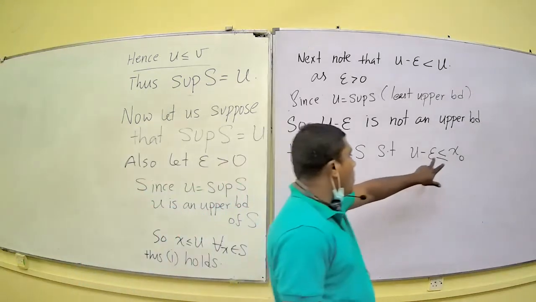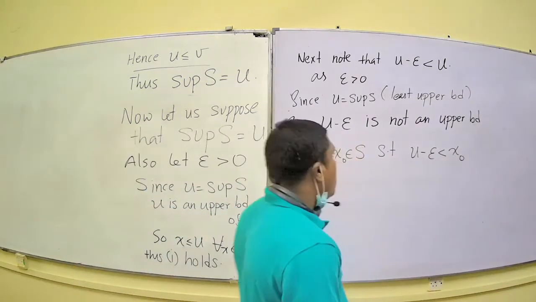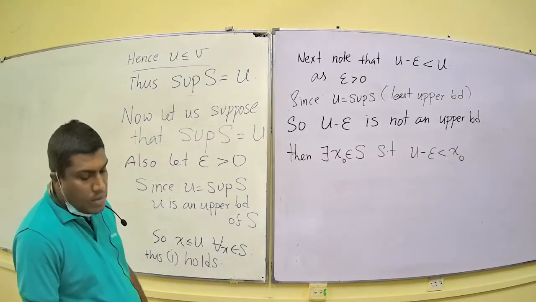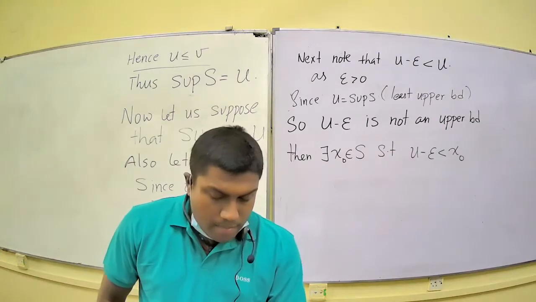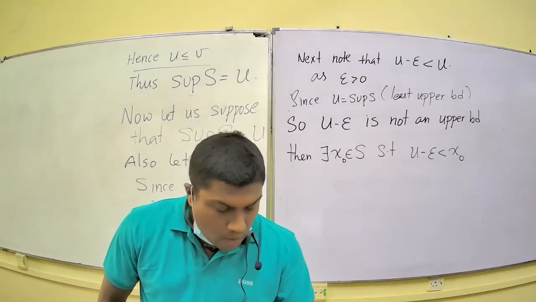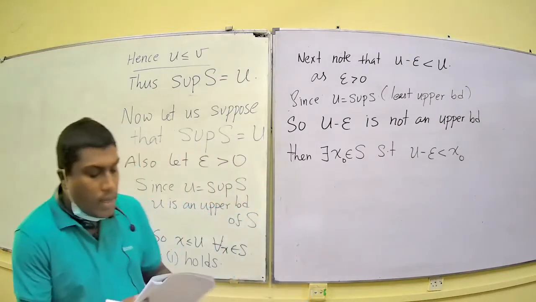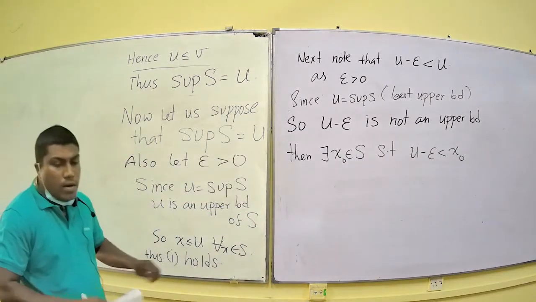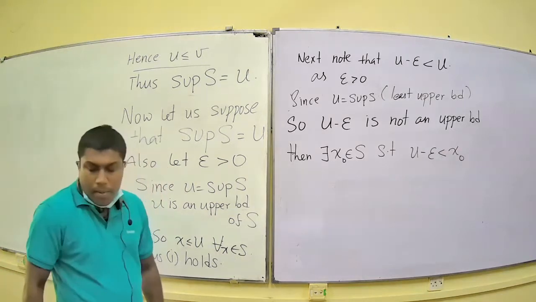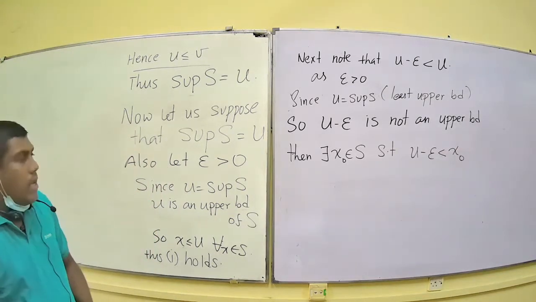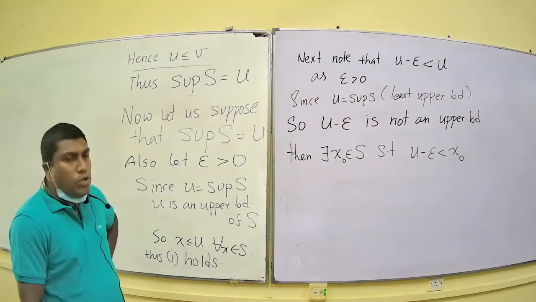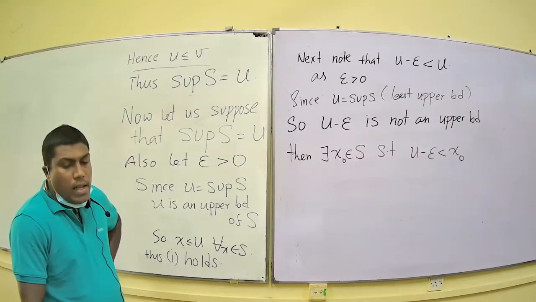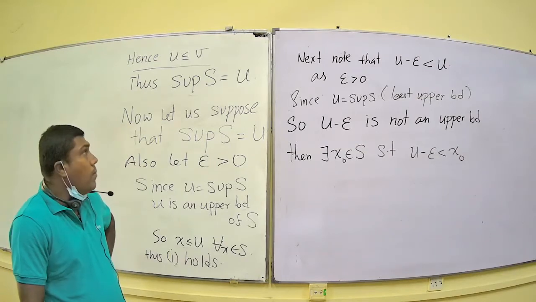You can always find something bigger than that. So that's how you characterize the supremum, by using an epsilon characterization. Some people call it the epsilon characterization of the supremum, but it's actually the infinitesimal characterization of a supremum.